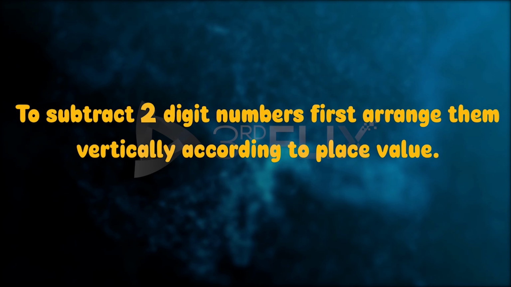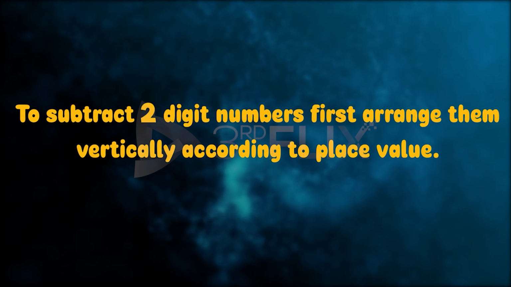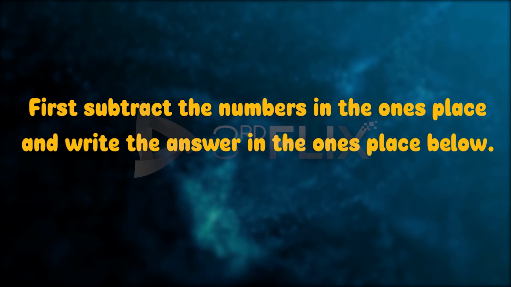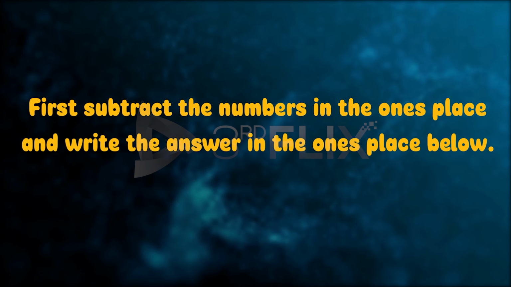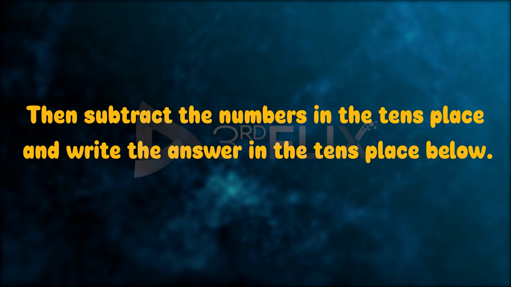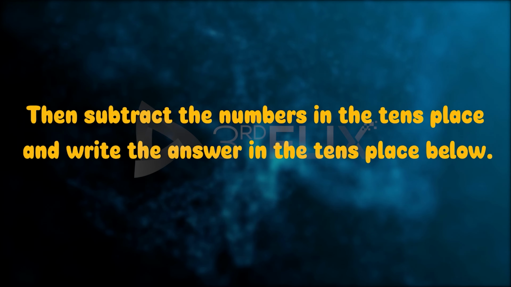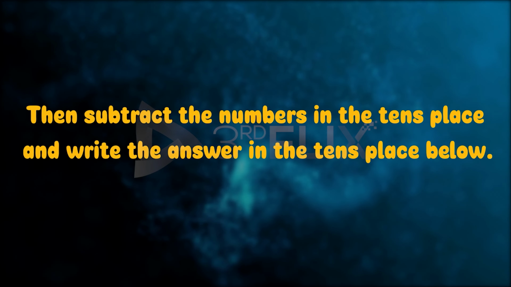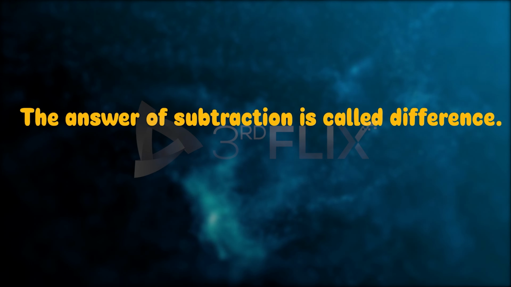To subtract two-digit numbers, first arrange them vertically according to place value. First, subtract the numbers in the ones place and write the answer in the ones place below. Then, subtract the numbers in the tens place and write the answer in the tens place below. The answer of subtraction is called difference.